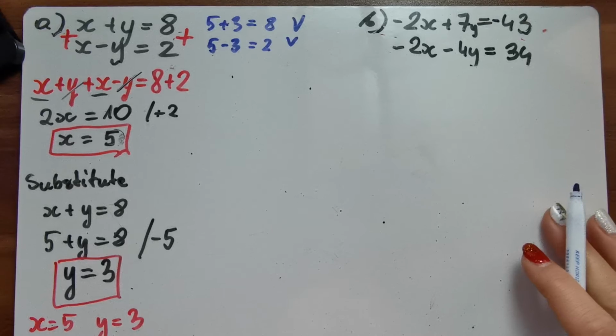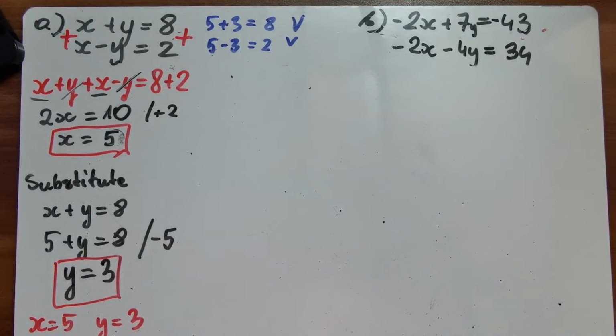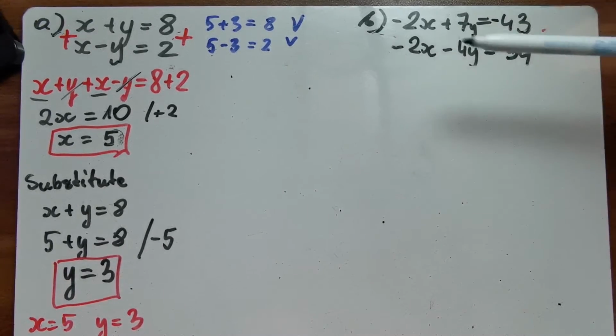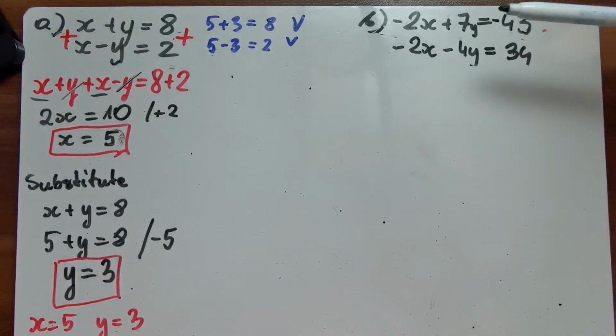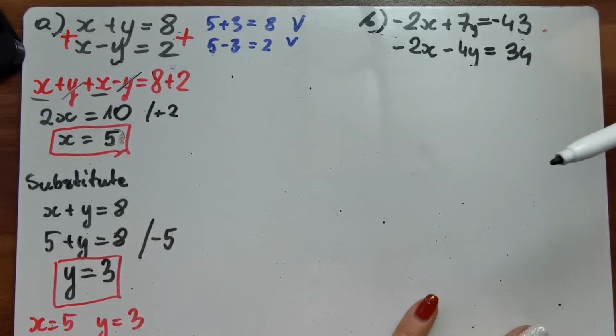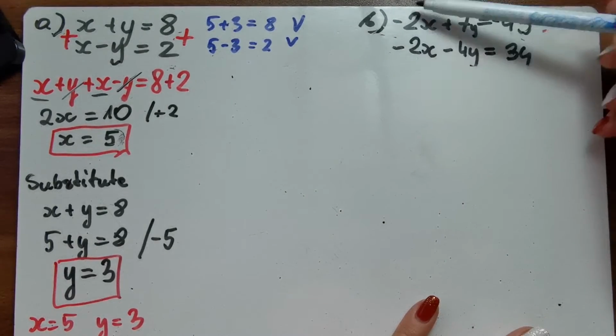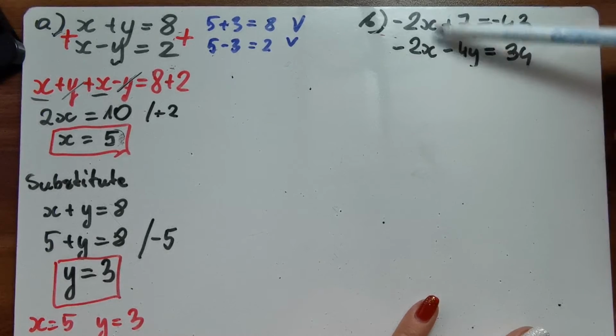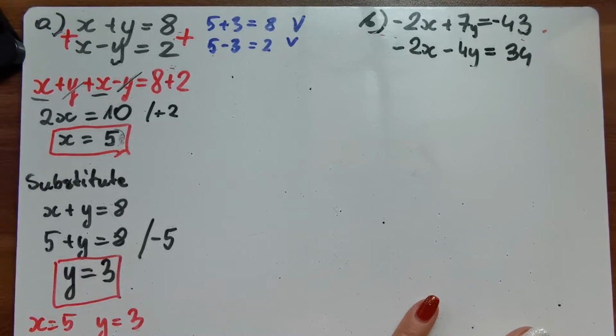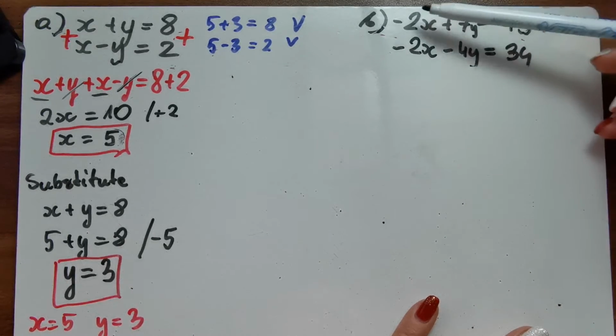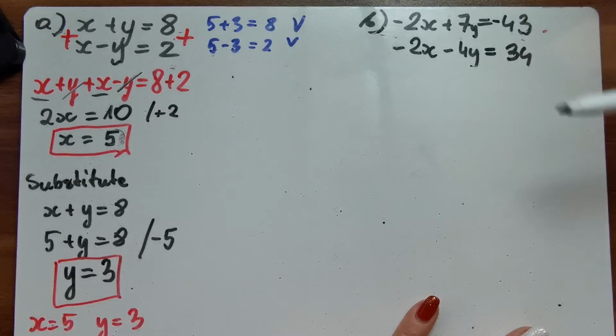Okay, the second example. We have negative 2x plus 7y is equal to negative 43, and negative 2x take away 4y is equal to 34. Again, first decide if the equations are in the correct form. Can we add them or subtract? Basically, do we have the same coefficient? Yes, we have exactly the same coefficient with the x unknown. So we know that we can add or subtract.